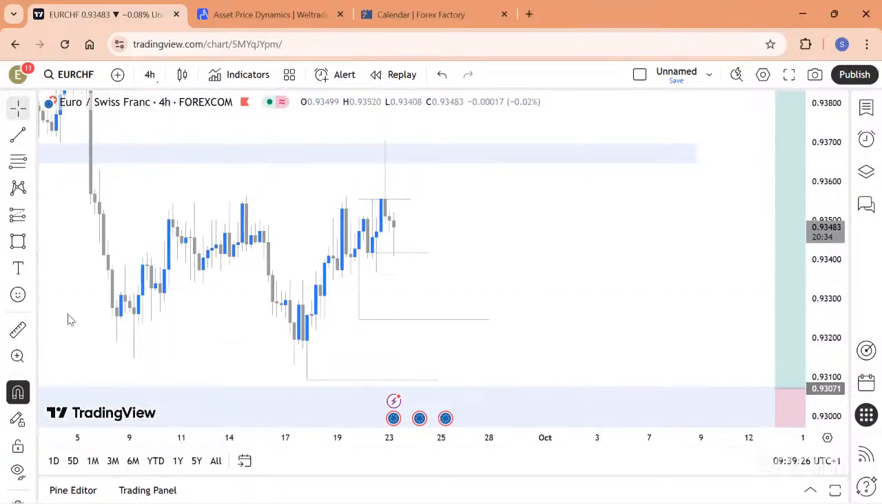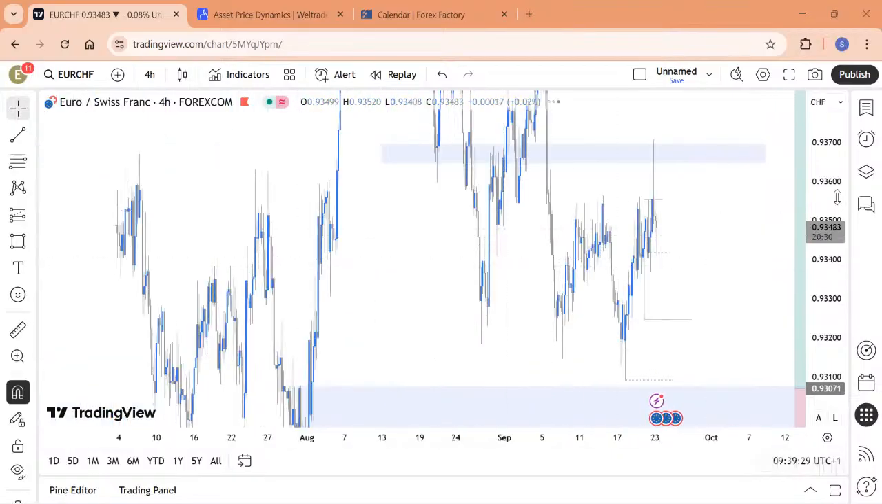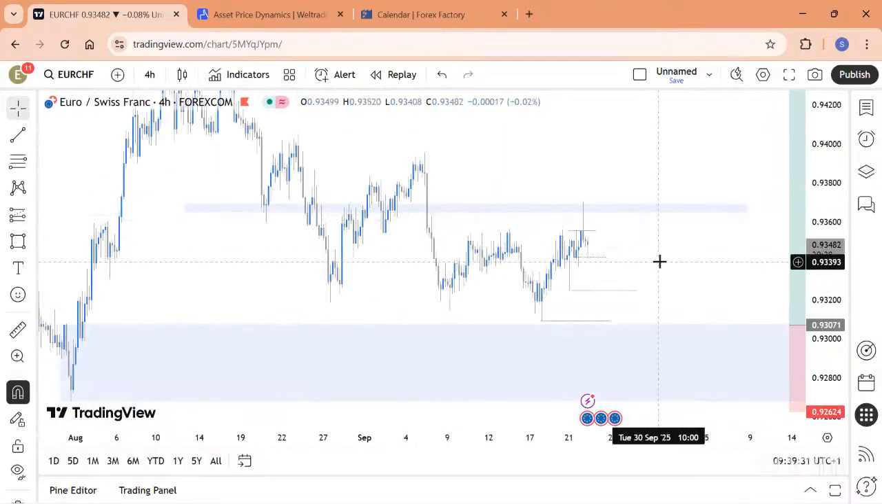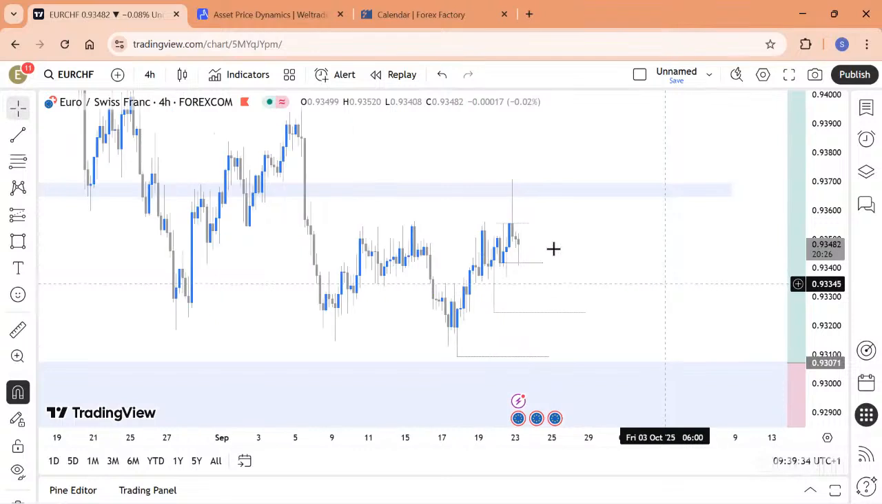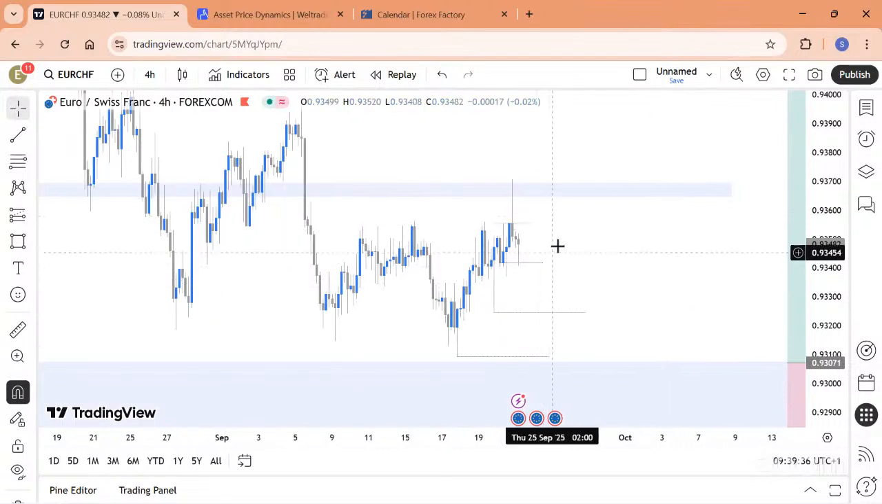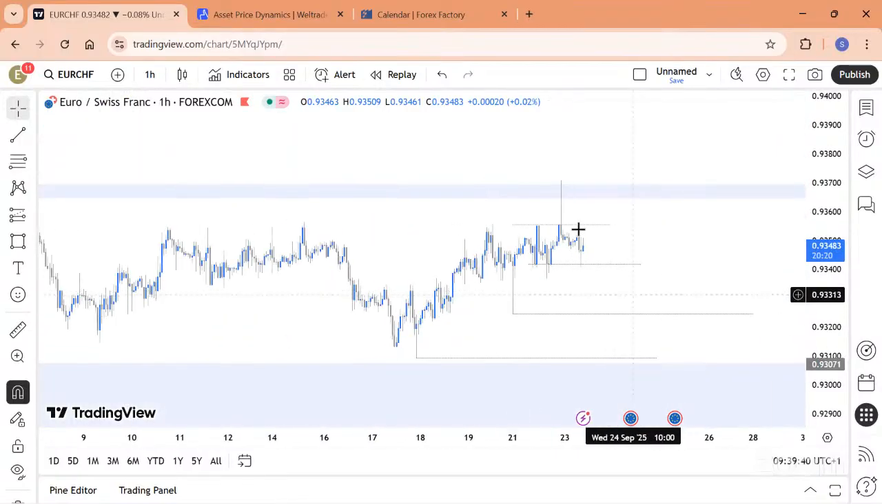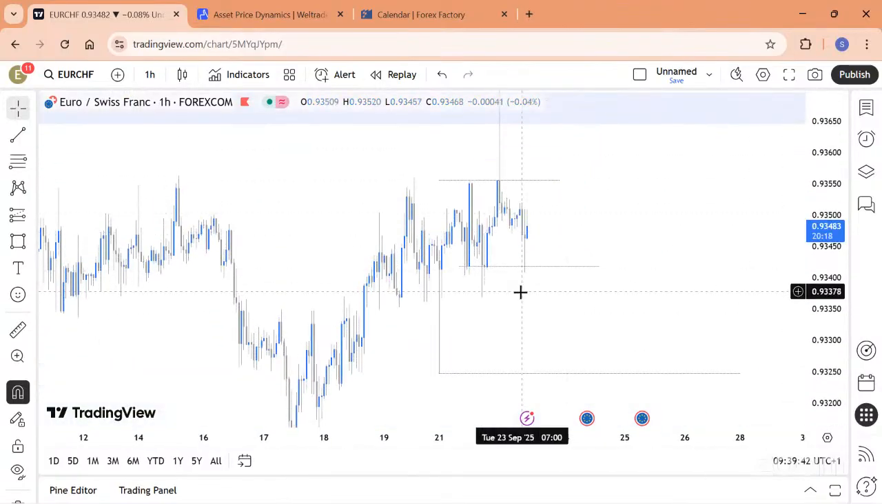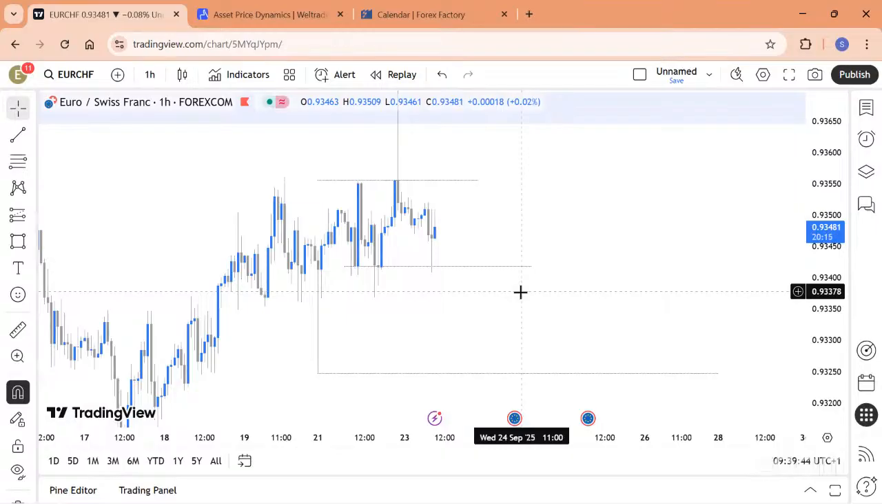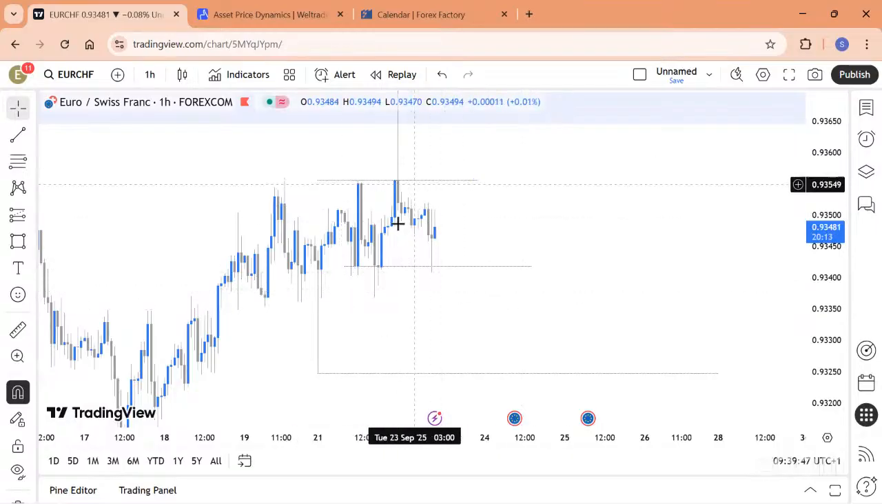So we are not interested in the sell yet, because 4 hours needs to align with what daily said. When 4 hours aligns, then we can go to the 1 hour time frame and look to trade. But currently there is no fair value gap. There is nothing. Everything is just very choppy at that point in time.